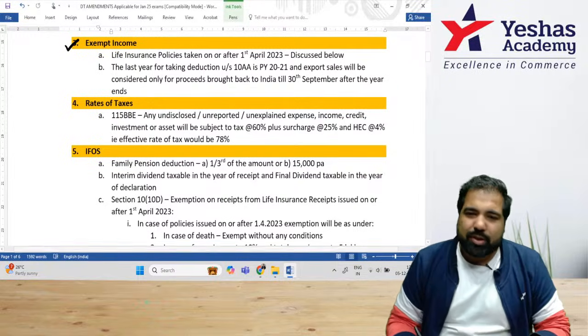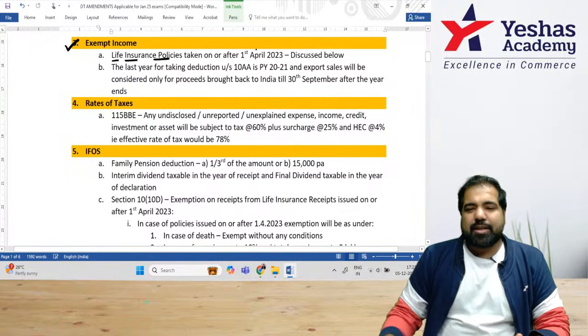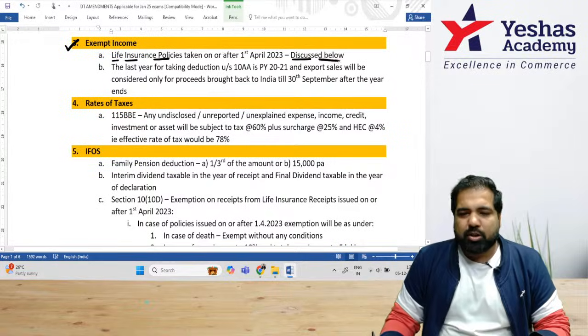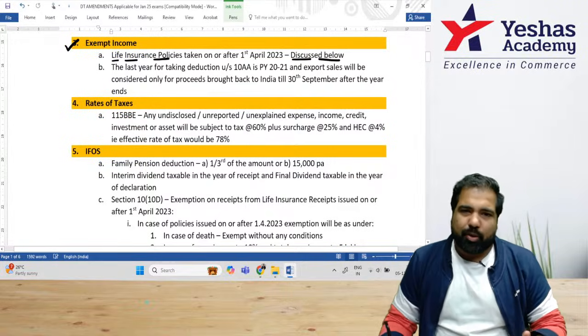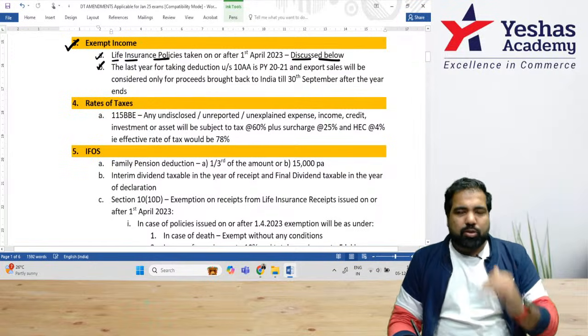Example, agriculture, which was our favorite. Here, there was a discussion around life insurance policies, but that same discussion is discussed below because it's also part of another chapter. So we'll talk about it in some time. Next, in exempt incomes, we also took a deduction.